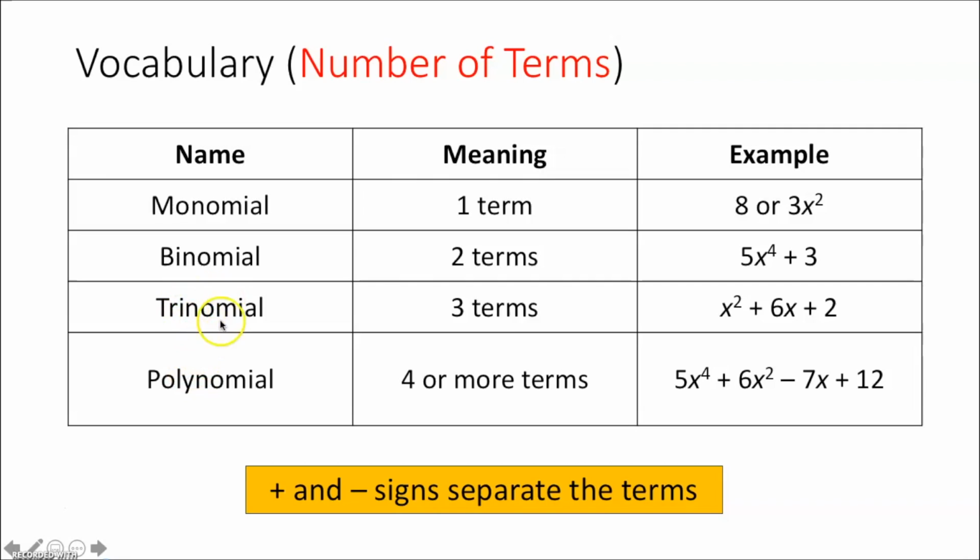Anything beyond a trinomial we consider a polynomial. So a polynomial has 4 or more terms. So here you can see 5x to the fourth plus 6x squared minus 7x plus 12. We have 1, 2, 3, 4 terms. We're just going to call that a polynomial. Even if it had 5 or 6 or 7 terms, it's a polynomial.